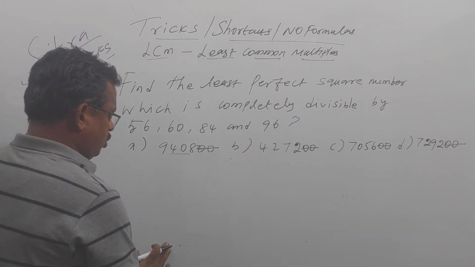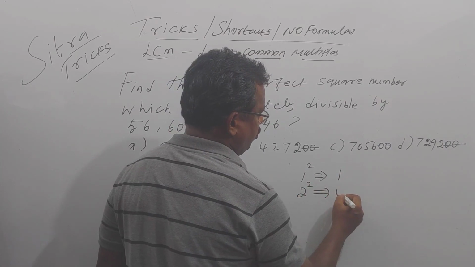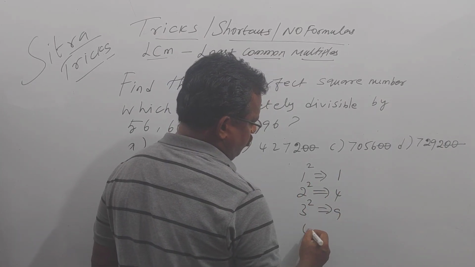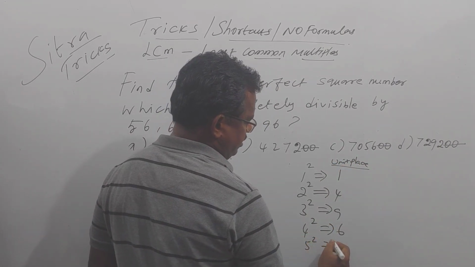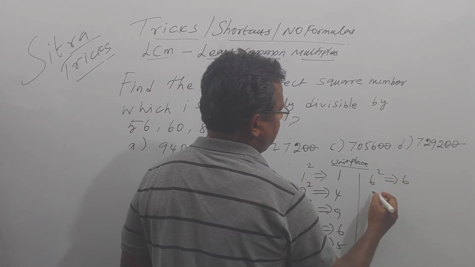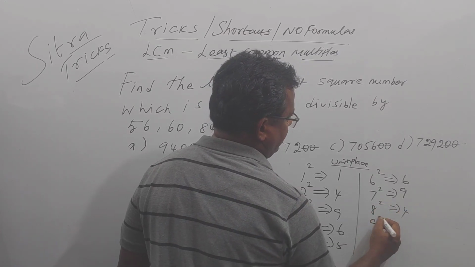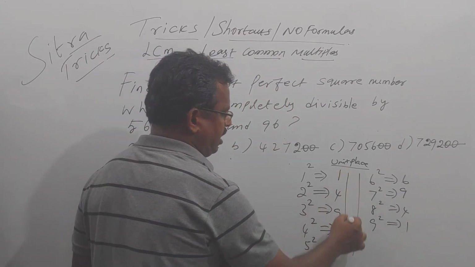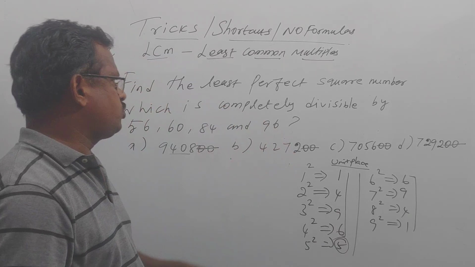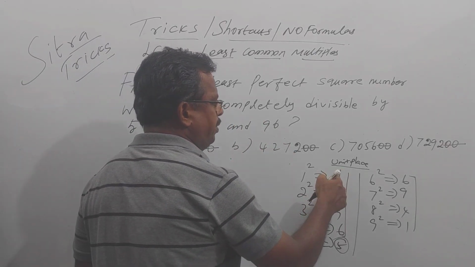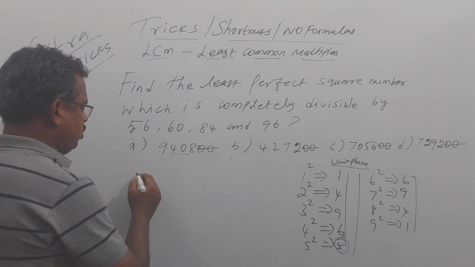We cancel the common two zeros. You know very well the unit place of perfect squares: 1 squared is 1, 2 squared is 4, 3 squared is 9, 4 squared is 16, so 6. 5 squared is 25, so 5. 6 squared is 36, so 6. 7 squared is 49, so 9. 8 squared is 64, so 4. 9 squared is 81, so 1. So the unit places are 1, 4, 9, 6, 5.